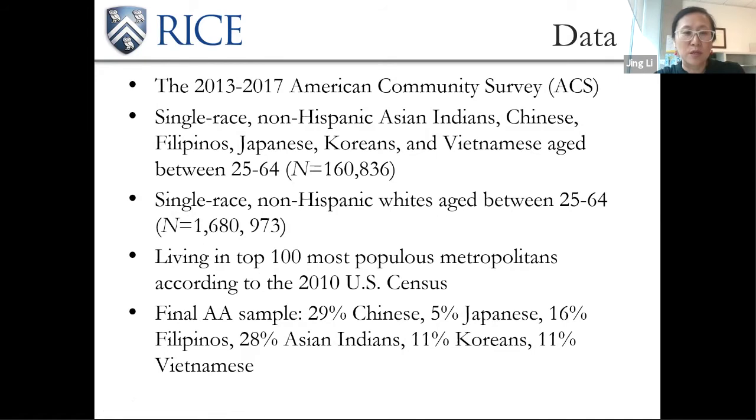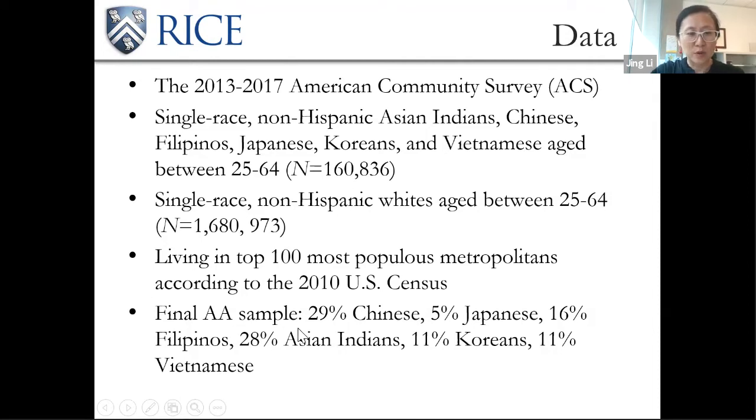The data we use are the 5-year American Community Survey from 2013 to 2017. We limited our sample to single race, non-Hispanic Asian Indians, Chinese, Filipinos, Japanese, Koreans, and Vietnamese aged between 25 to 64. Those are the 6 major Asian American groups. We also included single race non-Hispanic whites aged 25 to 64 as a comparison group.